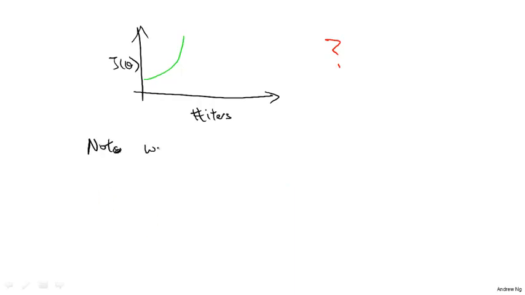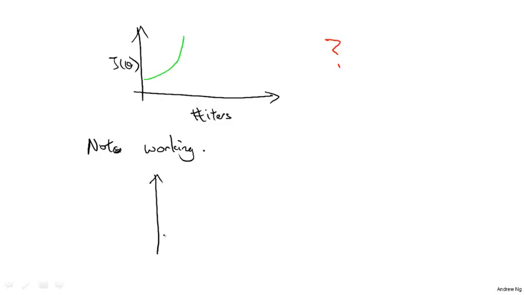Now, what if you plot J of theta as a function of the number of iterations, and you get a curve that looks like that instead? What does this mean? If you get a curve like that, this means that gradient descent is not working. There are a couple of possibilities. One is that you may have a bug in your implementation, and that could lead to something like that.